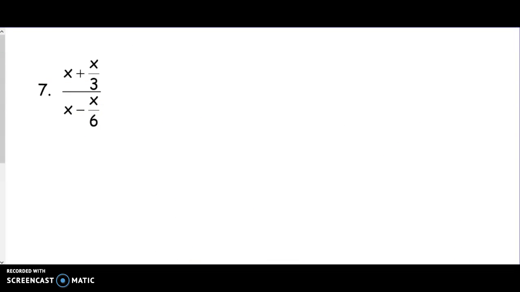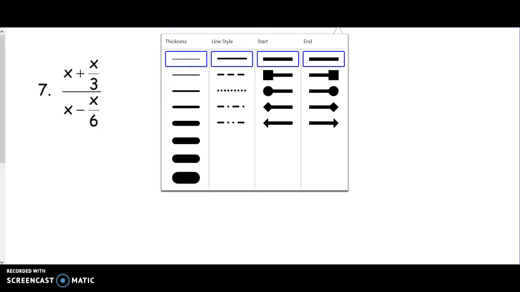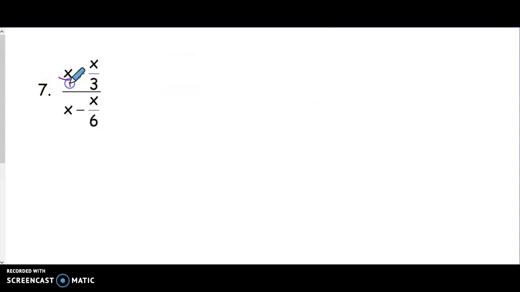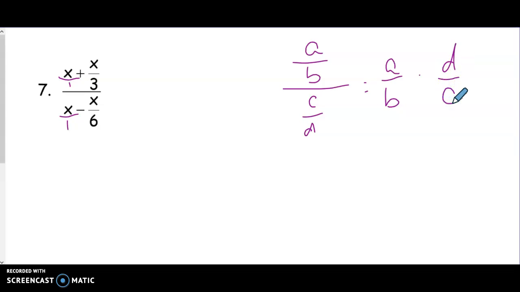All right, number 7. Two ways of doing this. One way is get a common denominator for the two fractions at the top, so that it's one fraction. Common denominator for the two fractions on the bottom. And once you have that, if you have a fraction divided by a fraction, you would multiply the reciprocal of the denominator. So that's one method. I'll go ahead and do that one, and then we'll do it a second way.